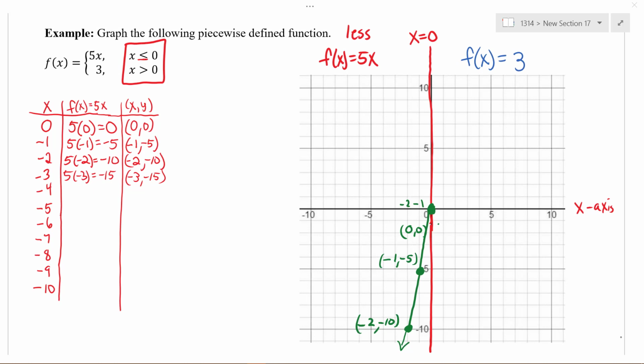Now, before we move on, I want to make note of something. When we plugged in that x value of 0, and we got 0, we put a closed, filled-in circle there, right? Let's just make a little note there. We used a closed circle. Why were we allowed to put a closed circle? Because when we look at that first equation, the x value of 0 was included.